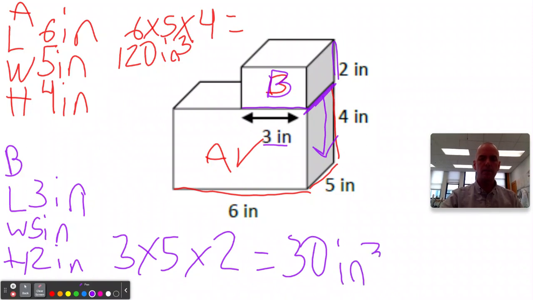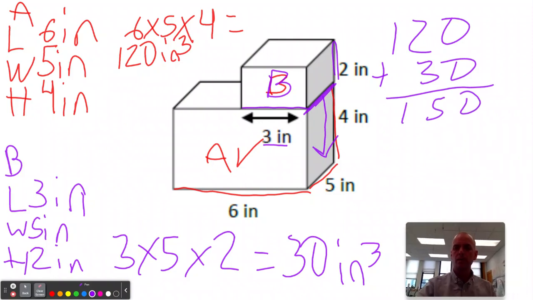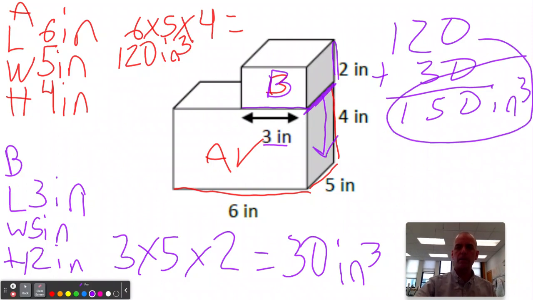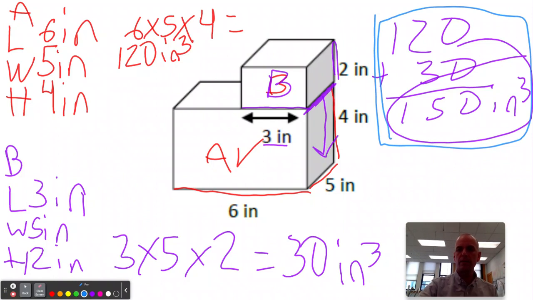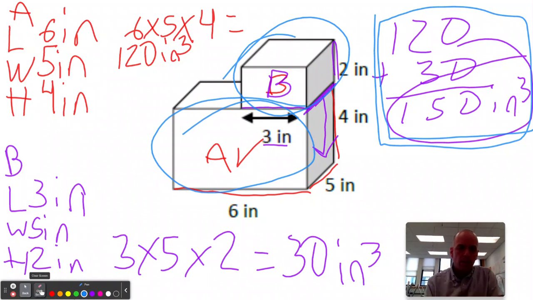inches cubed. Okay, and finally, you just take 120 and add it to 30. You get 150, and that will be inches cubed. So the volume, and let me change that color, the volume is simply adding the volume of A and B together. That makes it a composite. Okay, let's do one more.